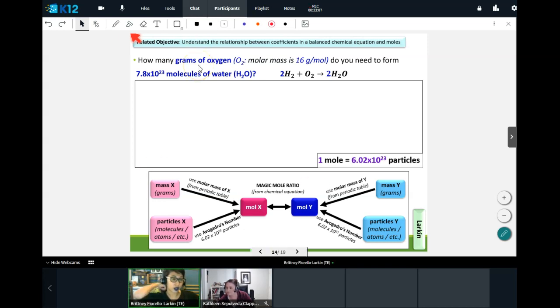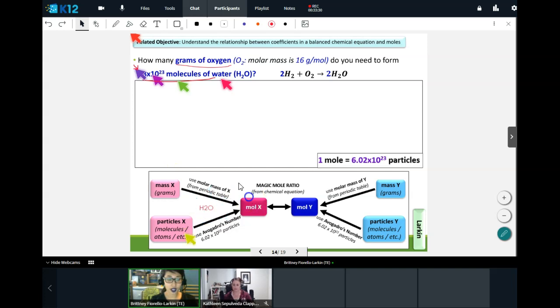Awesome. Let's go ahead and go through this. How many grams of oxygen do you need to form 7.8 times 10 to the 23rd molecules of water? Point for me on the board. What are we starting with? What do I already have a number for? What is my known? Beautiful. Yes, we have a number right here. This is our number. So this is applying to water, H2O. So I'll make the pink side water.